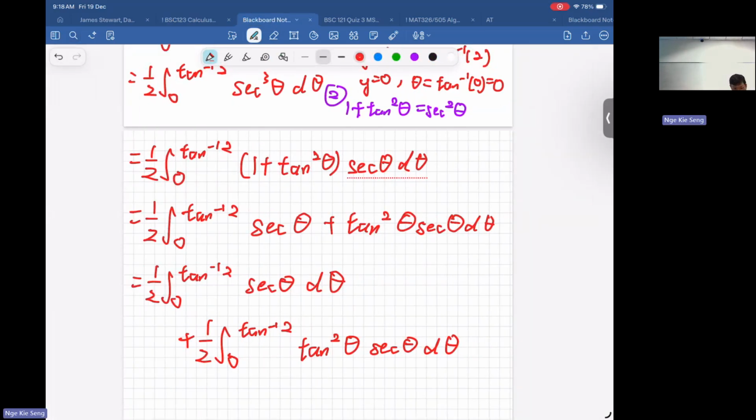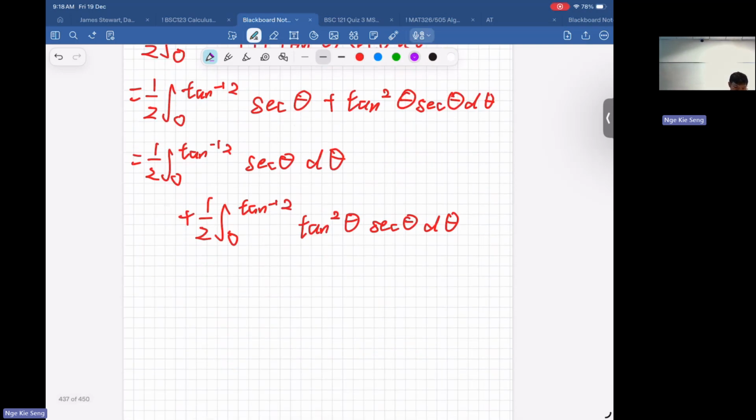Okay, and so for the first term here, we know what it is. This one we computed before. The integral of secant theta d theta is quite hard, so I think it's in an example. Can't remember in which example. It is in this form: ln of secant theta plus tangent theta.